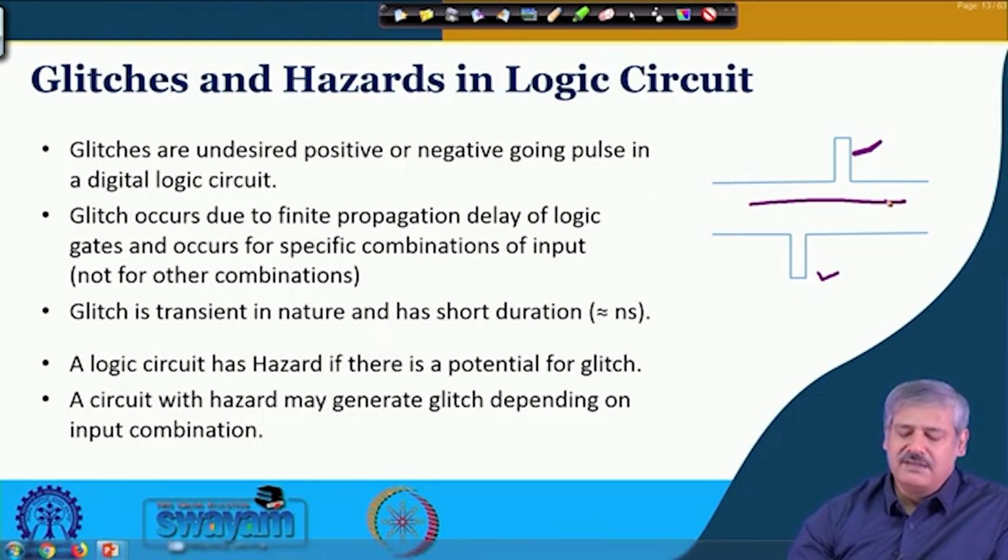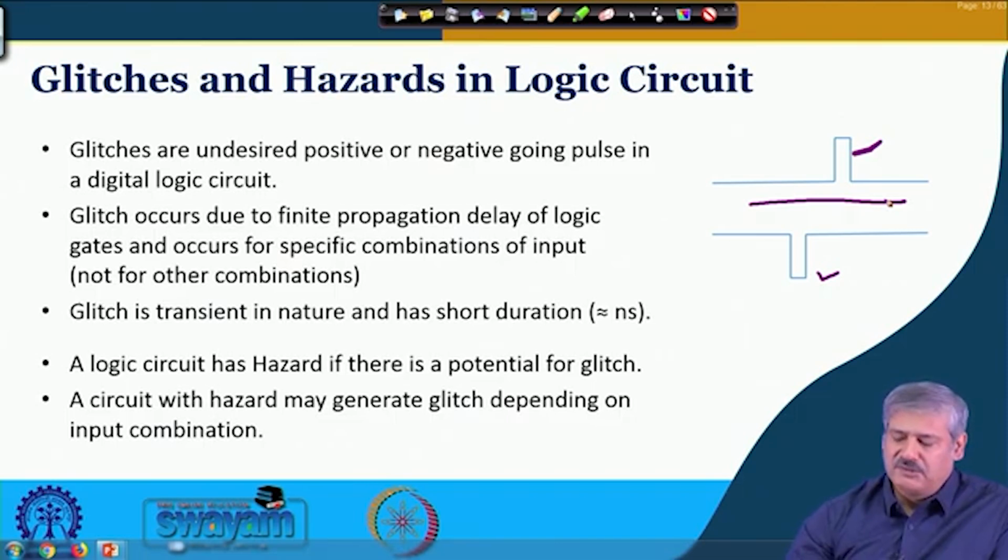For another combination it may not occur, okay. And glitch is transient in nature, it is there for a very short duration of the order of the propagation delay. So, if something in the input is getting changed, momentarily it will occur and then it will disappear. In the stable state it will not be there, okay.